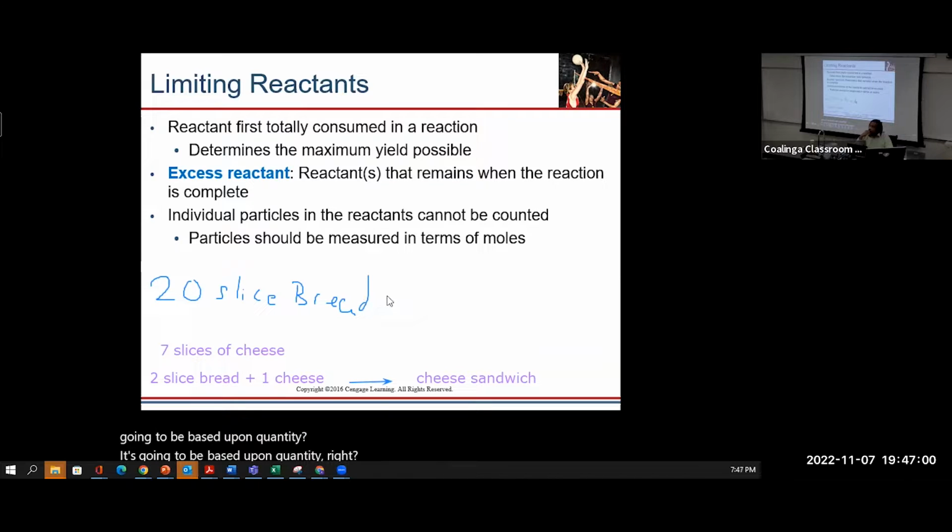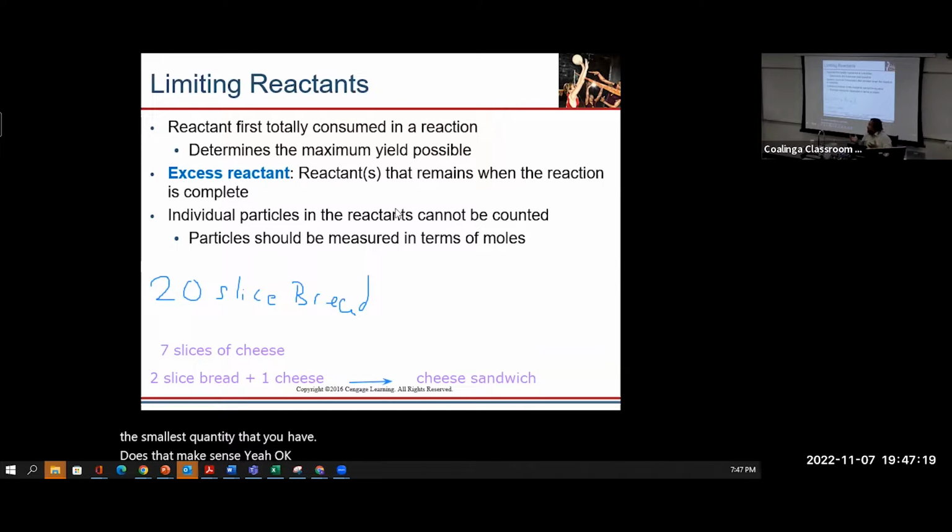Can you say that last sentence again? You can only make as much as you what? As the smallest quantity that you have. Okay. Does that make sense?